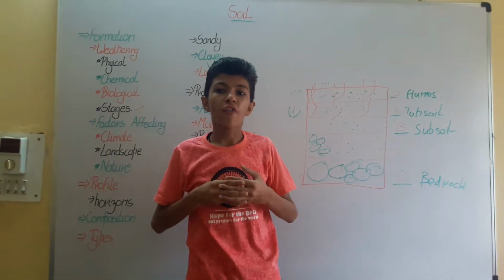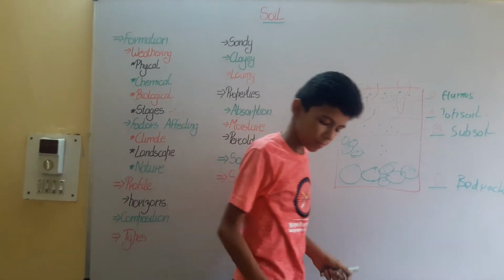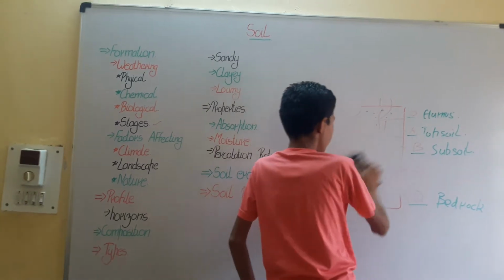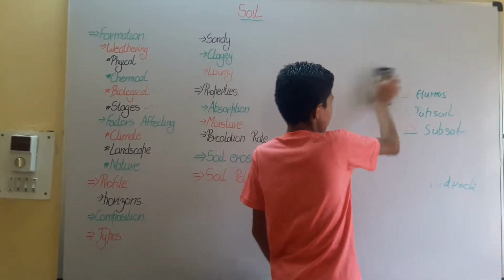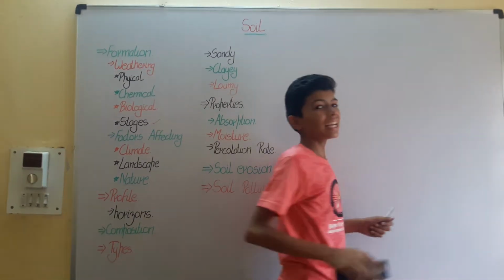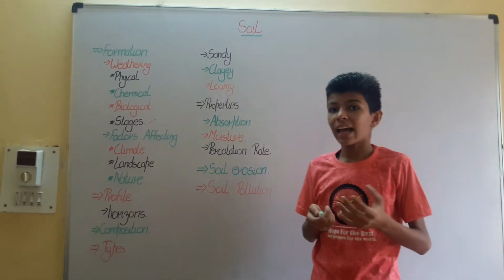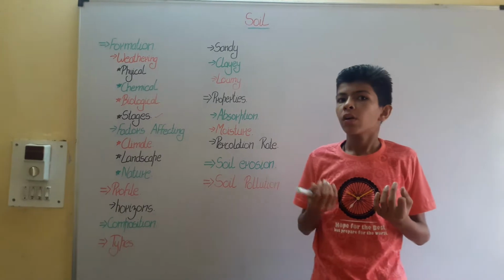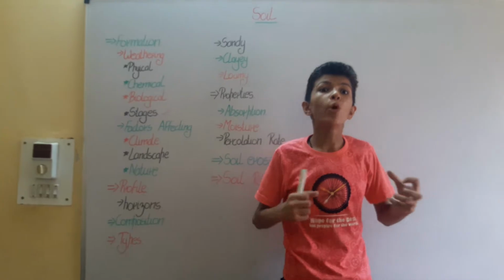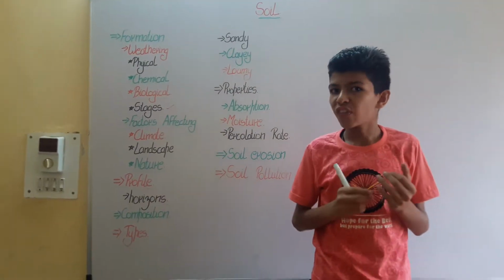The composition of the soil means what kinds of materials or things the soil is made up of. The soil is made up of ingredients like air, water, organic matter, and minerals. Minerals play the most important role in the soil. They make up about 44% of the soil.